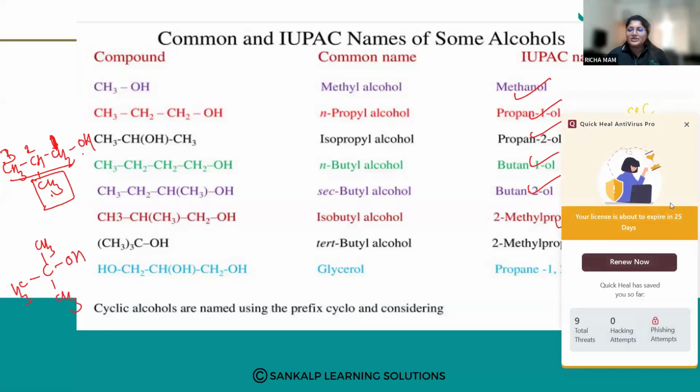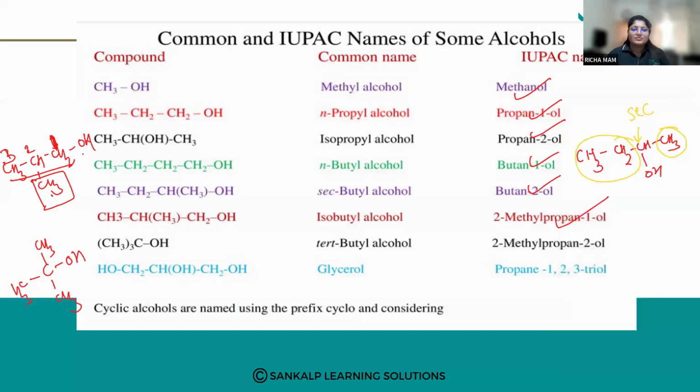How are you going to name this? 1, 2, 3. At the second position you have a methyl group, so 2-methylpropane, and at the second position you have the OH group, so 2-methylpropane-2-ol. Yes, so these are the nomenclature rules.